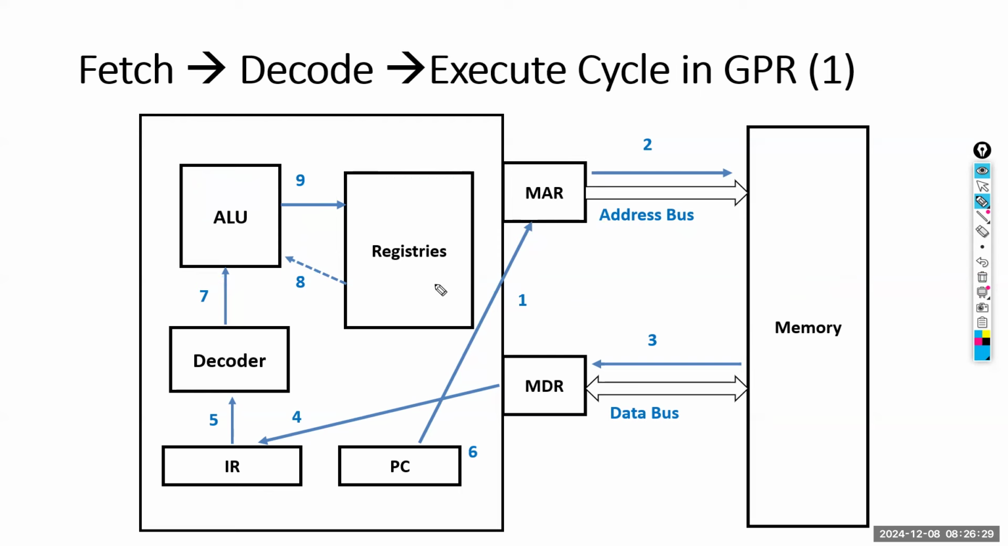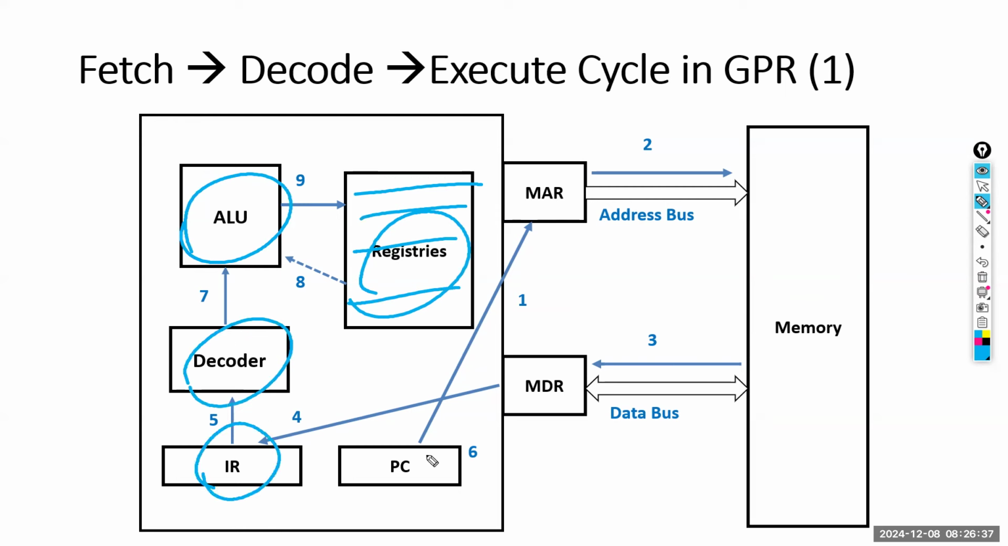Right. So I explained about registry. So these are general purpose registries, ALU, decoder, instruction register, program counter. So then what is this? These are also two special registries in the processor. Memory address registry and memory data registry. Okay. So why do we need memory address registry? Or sometimes we call it memory address buffer, memory data buffer. I told you why do we need a buffer?